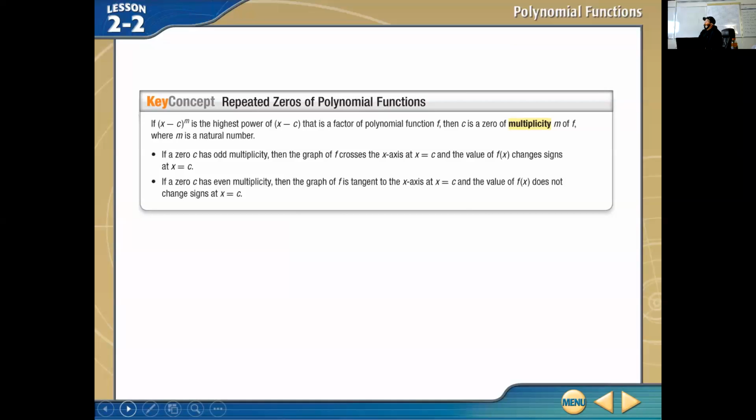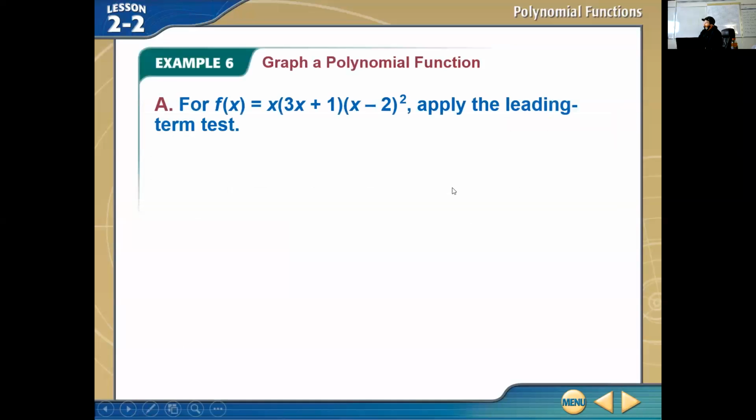The problems that we're dealing with multiplicity here are going to be presented to you in this format. So it says f of x is equal to x times the quantity 3x plus 1 times the quantity x minus 2 squared. In other words, this is the factored form. If we were to multiply this all out, we would get a giant long polynomial, but they're giving it to you in factored form.